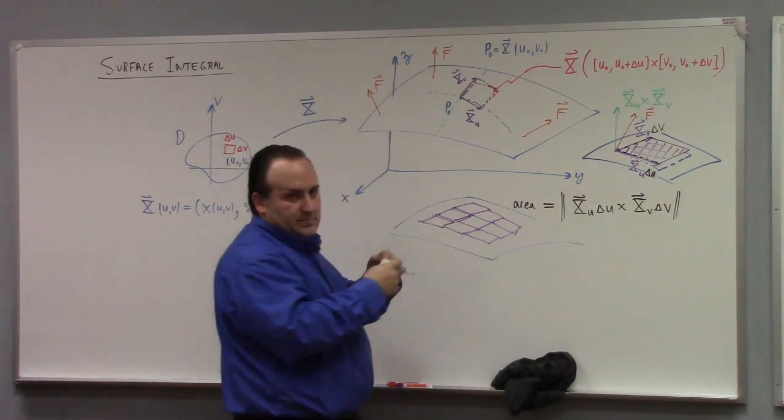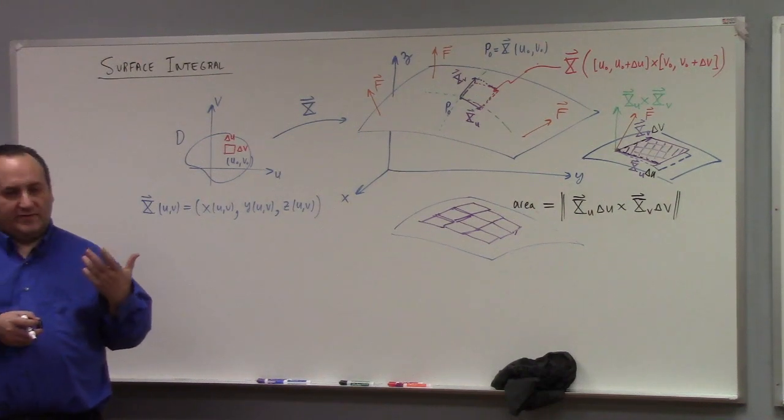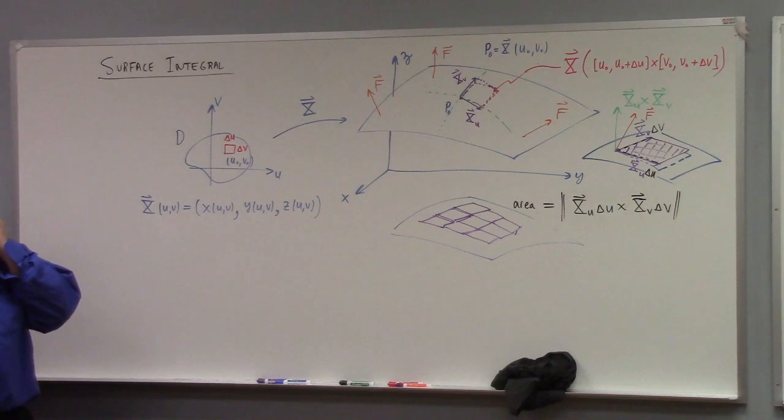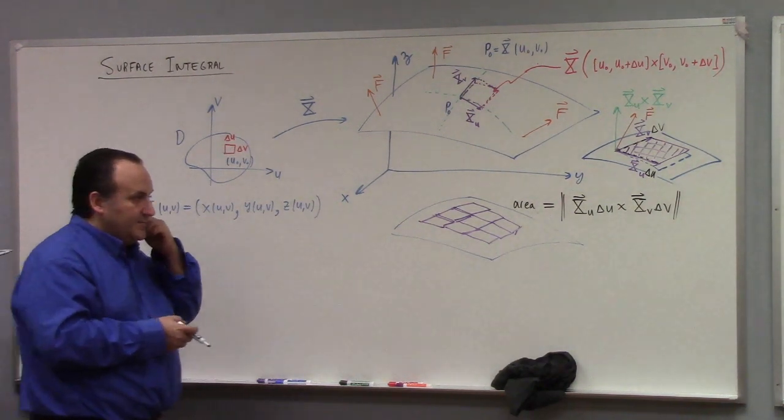of the little, well, it's not the area of the actual surface. That would be the area of the tangent plane approximation to the surface that corresponds to this little delta u and delta v, at the point u naught.